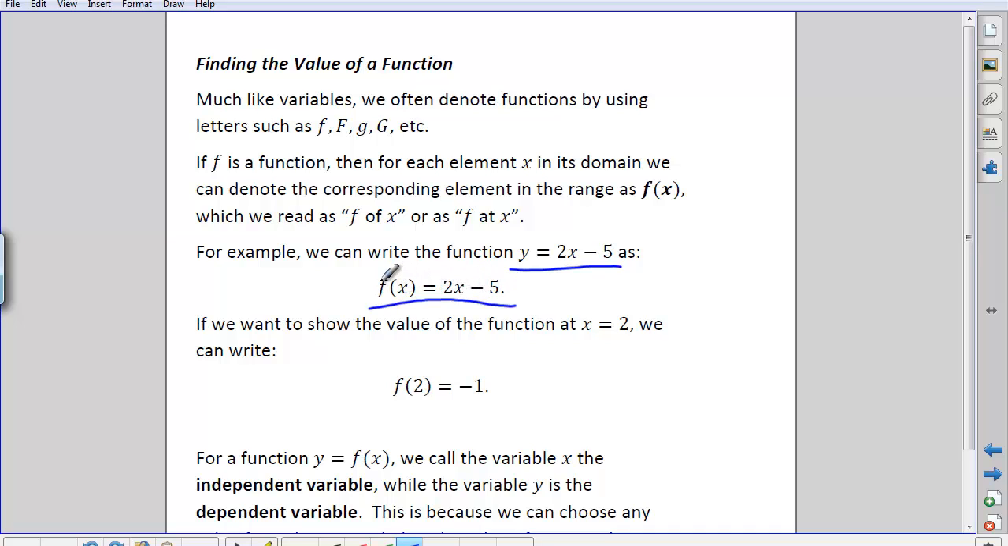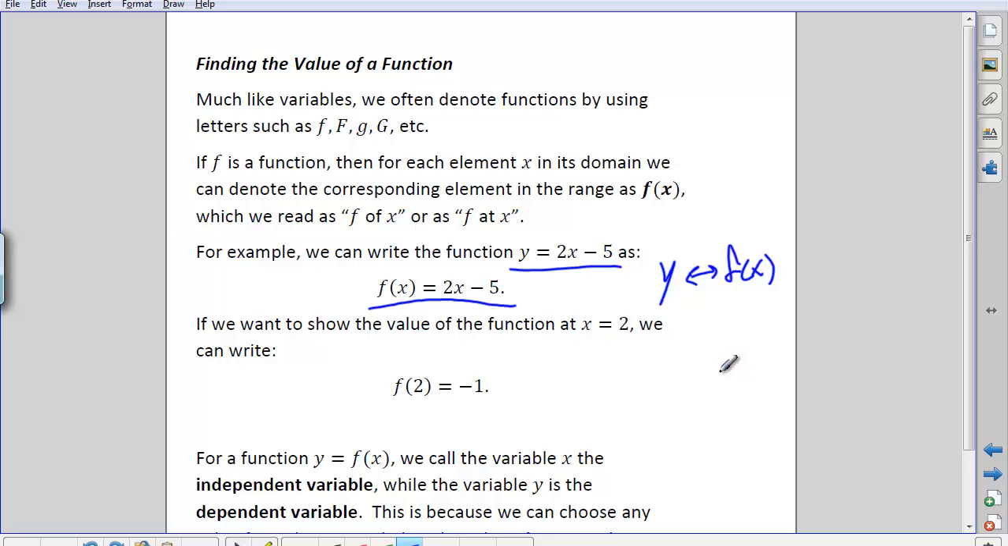So this f of x replaces our y. And it's really important. This is a huge thing. If you can remember this, it'll help you out on a few problems on the homework. That y and f of x are interchangeable. If you see an f of x, you could put a y there. If you have a y, you could put an f of x. Those two basically are representing the same thing. So y equals 2x minus 5 is the same as f of x equals 2x minus 5.